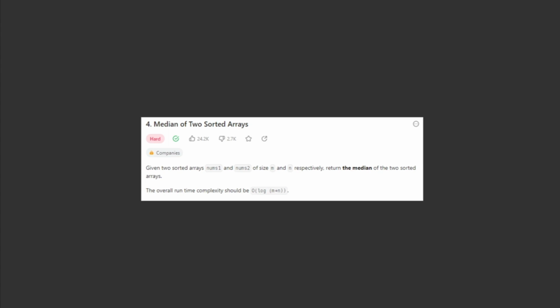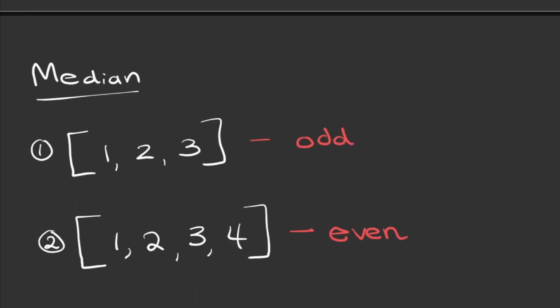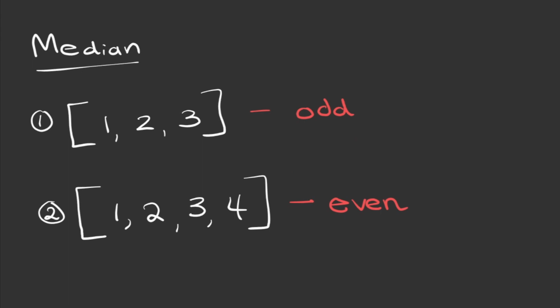So before we look at the solution, let's understand what a median is. When we're given an array, there are two cases that can occur. The array length is odd or the array length is even. The median is just the middle number in the array when the array is sorted. And since the problem gives us the array already sorted, we can just find the middle number in the array. So for the first example, if we have 1, 2, 3, the middle number is clearly 2. So in this case, the median is 2.